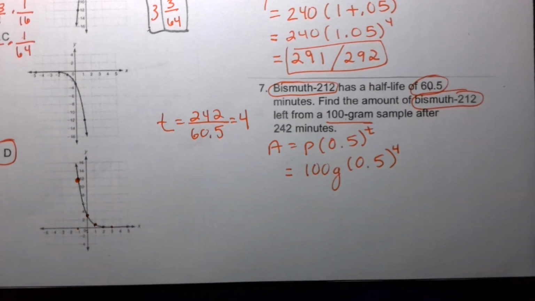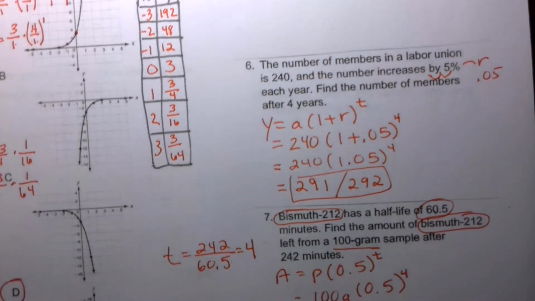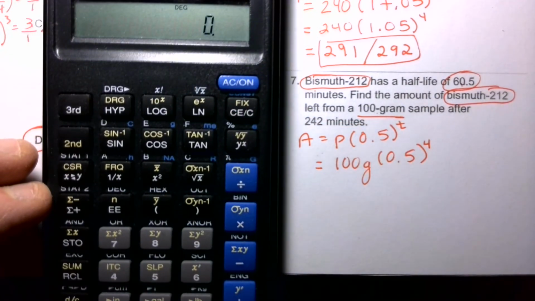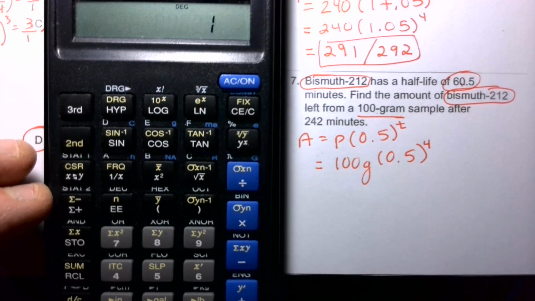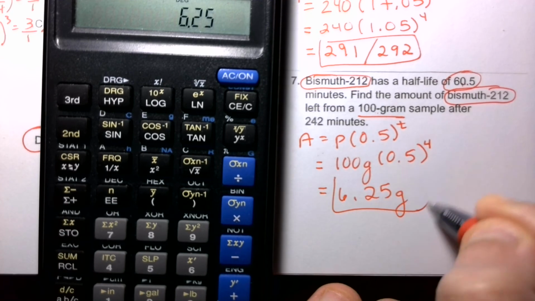So that is a hint trickier when you do half-lives, unlike up here where the T was just your straight number of years. Again, grab the calculator. See, 0.5 raised to the 4th, times 100, and we get 6.25 grams.